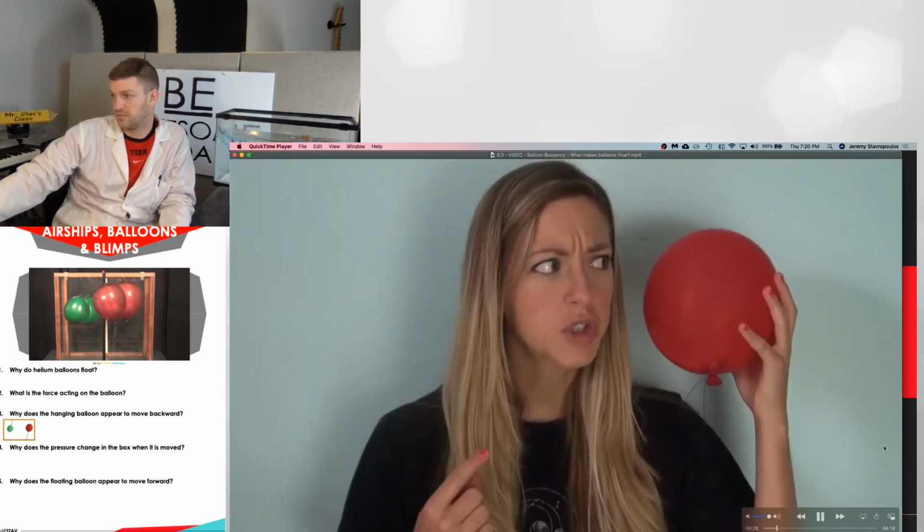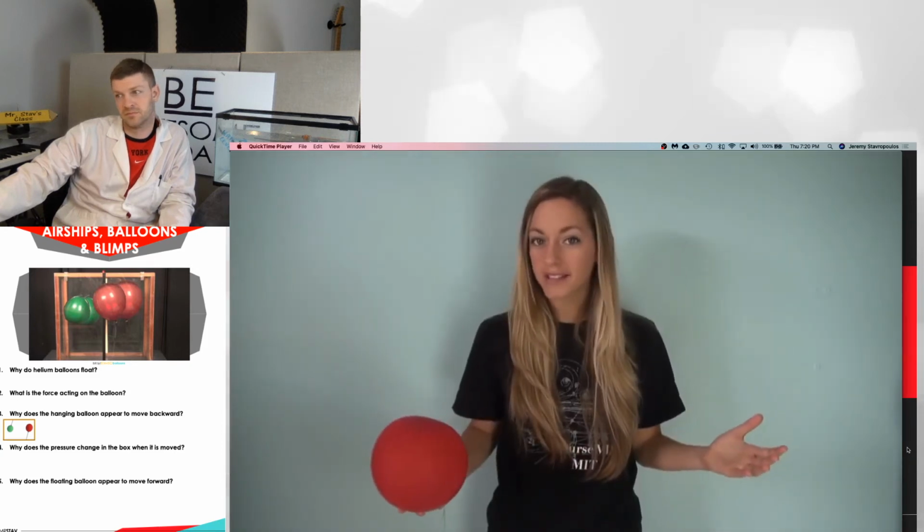Helium balloons float because the density of helium is less than the density of air. Because they're lighter than air. Because helium is less dense than air. I'm hearing a trend in the answer. But there's one more question. What exactly is the force acting on the balloon?